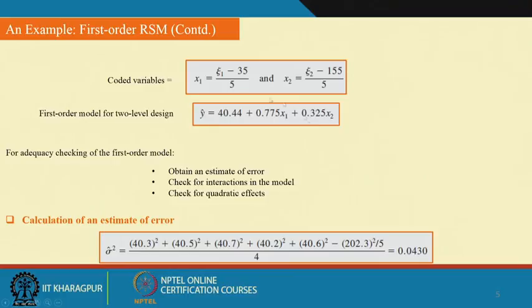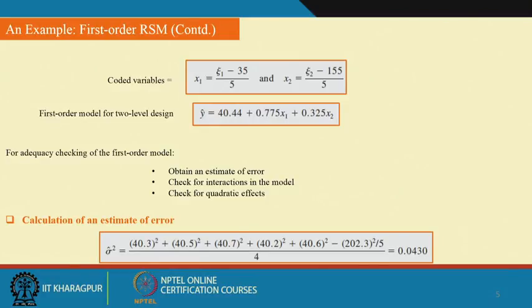This is the first order model you have fit. So y cap is the expected value of y for different combinations of x1 and x2. What you have to do now is check whether the first order model is really a fitted one at the current operating condition or not. In order to check this, what are the things you have to do? First, you have to find the error estimate. Second, you check the interactions. Third, you check the quadratic effects.